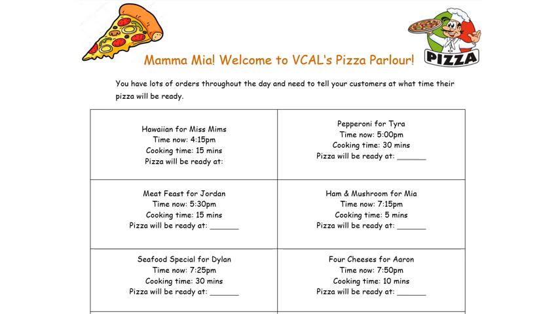And the last questions are looking at the duration of time to cook pizzas. You've got to work out what time pizzas will be ready at. For example, the first square. I've ordered a Hawaiian, and the time now is 4:15, and the cooking time is 15 minutes. That's the duration it takes to cook. So what time will the pizza be ready at? You need to add that time onto the time now. So 4:15 plus 15 minutes, it'll be ready at 4:30.